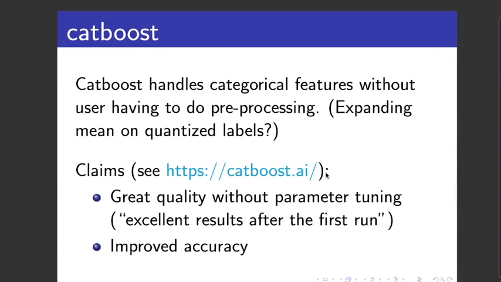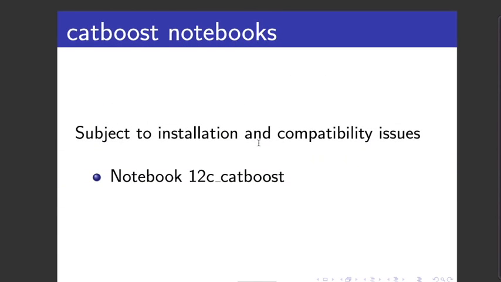Finally, catboost. Catboost is a very glossy product by a company called Yandex. It's got a load of claims which might actually be true. Great quality without parameter tuning, which would be astonishing because it's hard to train the gradient boosting machines. Improved accuracy. It says subject to installation and compatibility issues. I think that must be from the first year when I did this, where we weren't on a Docker image and everyone found it just impossible to install it. I've just been through with the Docker, xgboost, lightgbm, and catboost, and at least for me they all worked.